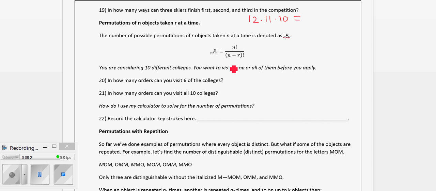So let's take a look at the skier example we just barely did. There were 12 skiers, and we wanted to take them 3 at a time, first, second, and third. So we're going to say 12 minus 3 in the denominator. Well, that's 12 factorial divided by 9 factorial. So what I'm going to do real fast, I'm going to expand that out. 12 times 11 times 10 times 9 factorial. Those cancel out, and notice we just get 12 times 11 times 10, just like we got right here. So this formula works out really nicely. It's a lot quicker than just writing everything out in an expanded form.